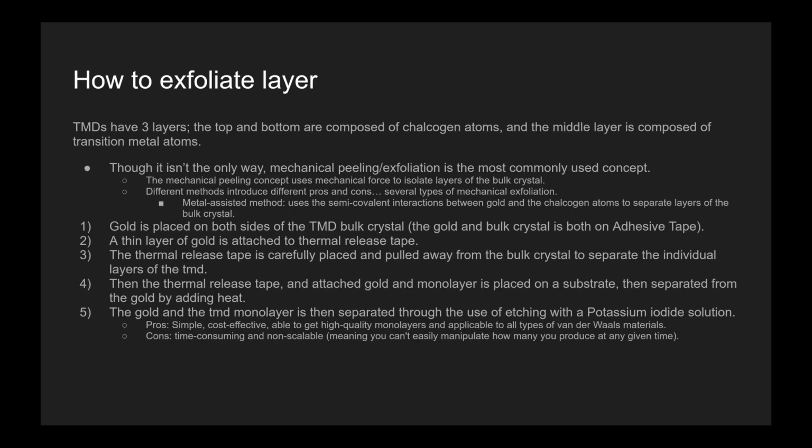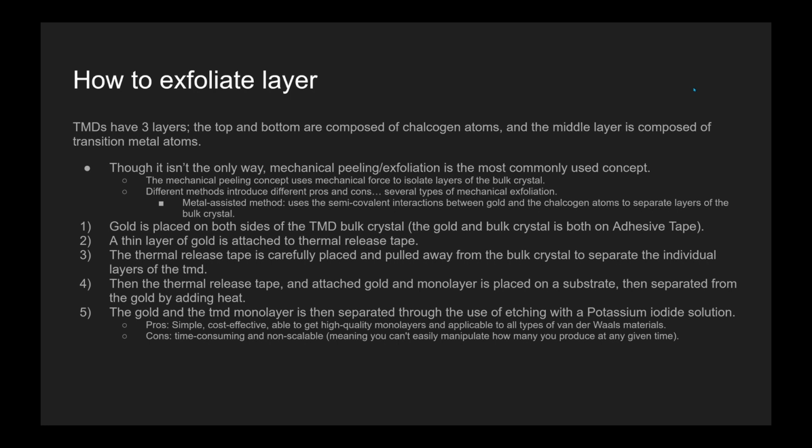Different methods introduce different pros and cons, and there are several types of mechanical exfoliation, but over here I would only be talking about the metal-assisted method, which uses the semi-covalent interactions between gold and the chalcogen atoms to separate the layers of the bulk crystal. Gold is placed on both sides of the TMD bulk crystal. The gold and the bulk crystal are both attached to adhesive tape. A thin layer of gold is then attached to the thermal release tape. The thermal release tape is carefully placed on and pulled away from the bulk crystal to separate the individual layers of the TMD.